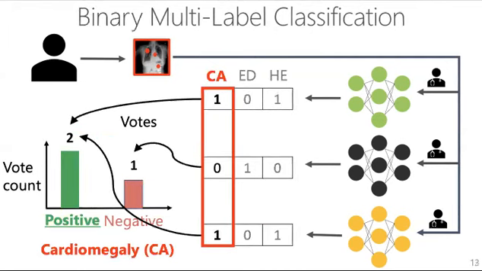First, let's focus on binary multi-label classification. For a given label, we analyze the votes obtained from each answering party. In this case, we have positive votes from the first and the third answering party, whereas the second party returns the negative vote. Out of these votes, we generate a histogram and return argmax, in this case a positive vote, as an aggregation for this label.